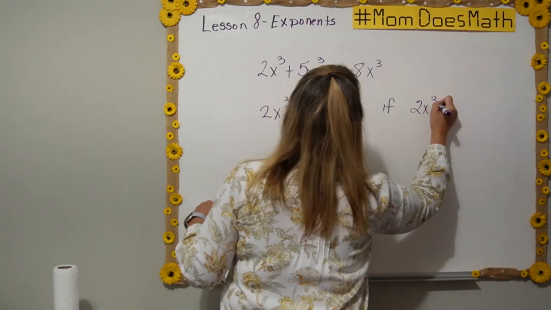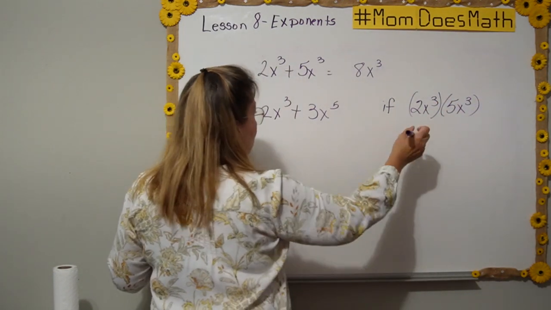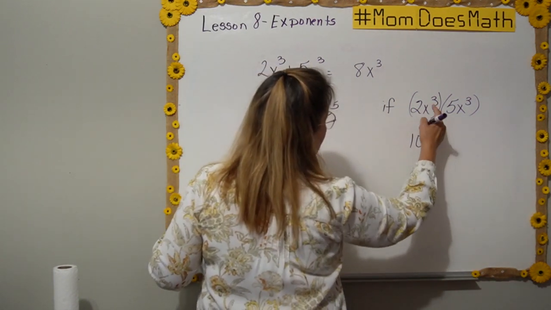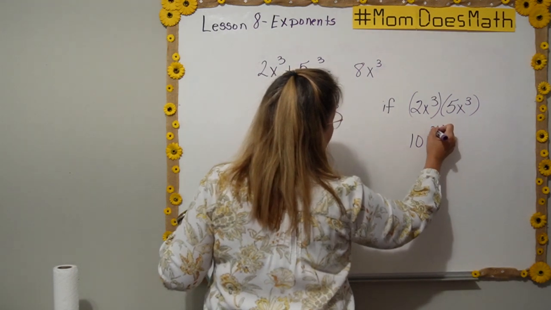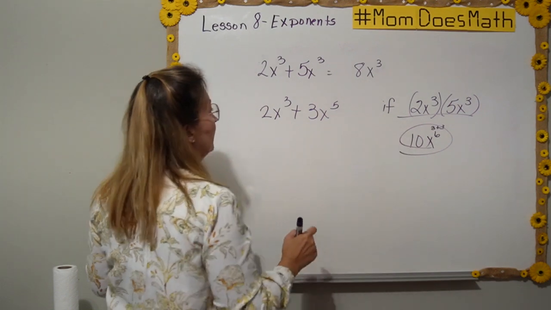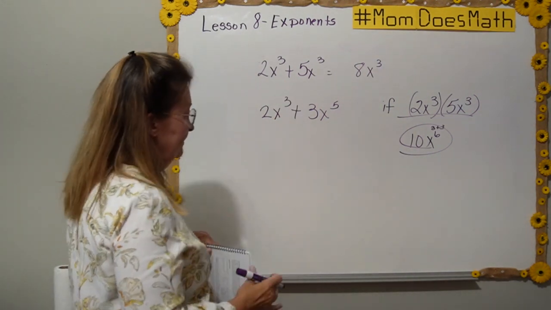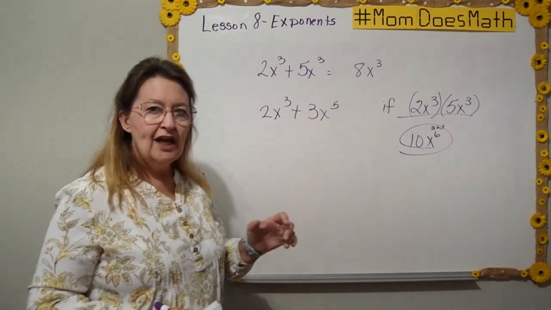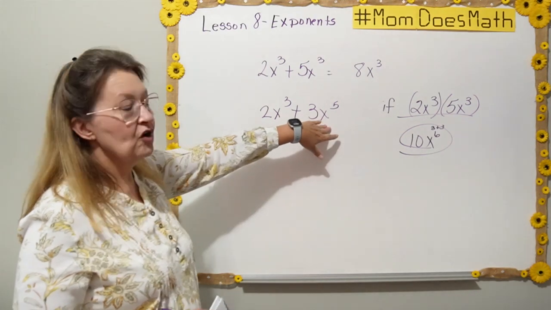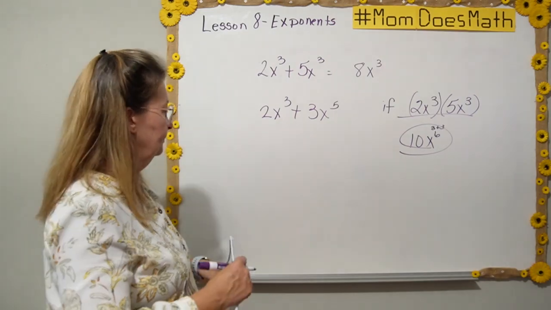Now, let me come over here. If this had been 2x to the third times 5x to the third, then you would do 2 times 5 is 10, and for x to the third, you would add 3 plus 3 and get x to the 6th. So if they were multiplied, it would increase your exponent. But since they are added, it does not. Now when you are adding, if the exponents don't match, you cannot combine those terms. This is like apples and oranges. Just because they have a different exponent, you cannot add those together.